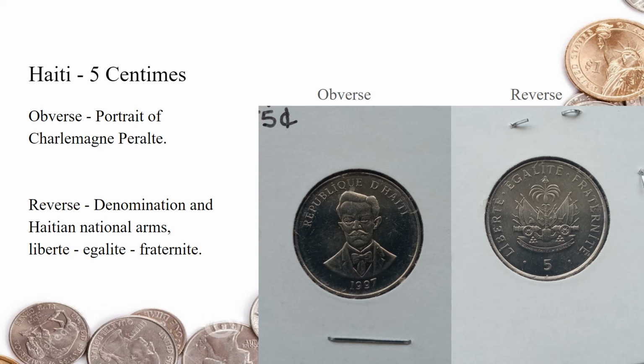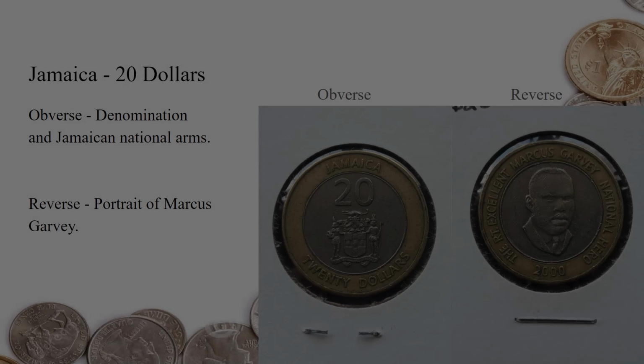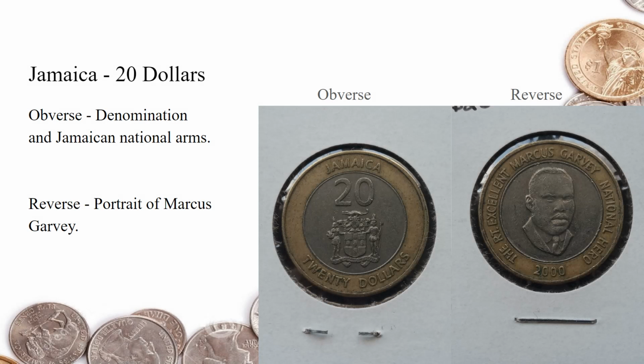So you see some French influence in there, which makes sense since Haiti had a lot of French influence in it. Next is the $1 Jamaican dollar. The obverse of it has the national arms of Jamaica, as well as the denominational value. The reverse of it has a portrait of Sir Alexander Bustamante, and he was the first prime minister of independent Jamaica.